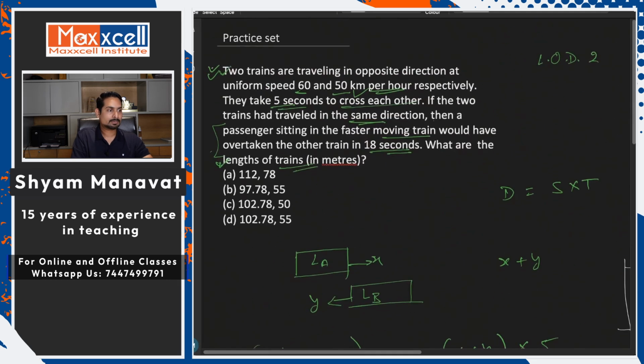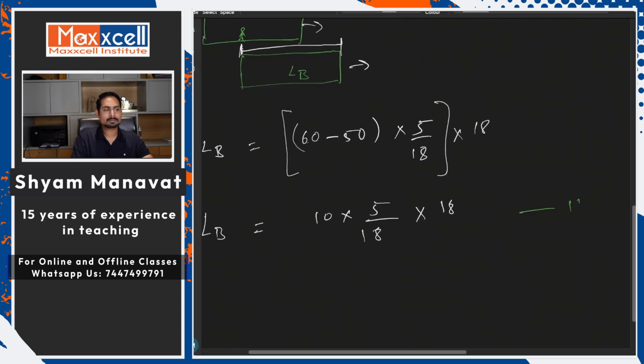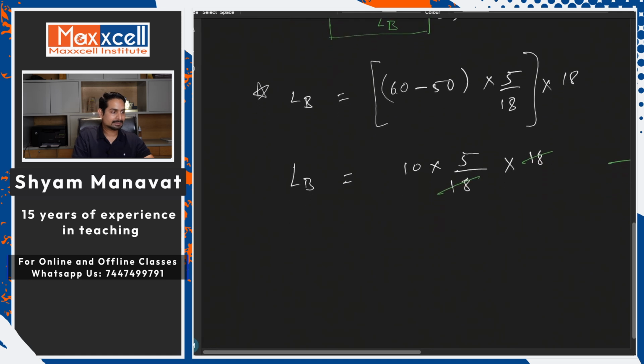Now the time taken is 18 seconds, so multiply by 18 here. What do you get? Length of train B equals, the difference is 10. Now, that's why I always prefer not doing the calculation well in advance. Let's make the equation first and see from where we can start to get the answer faster. Here I can cancel 18, and this is how you get the length of train B as 10 into 5, which is 50 meters, correct?